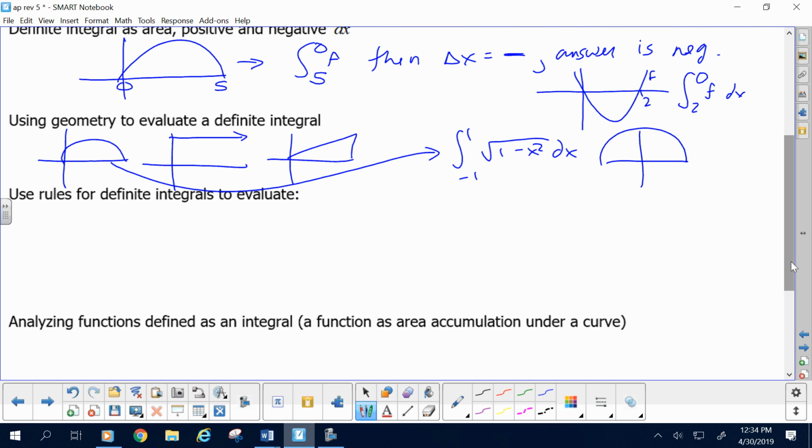Rules for definite integrals. We've already talked about the switchy switch. If you go from 2 to 0, that's the same as the opposite from 0 to 2 because the dx is negative. We talked yesterday about how splitting is okay.